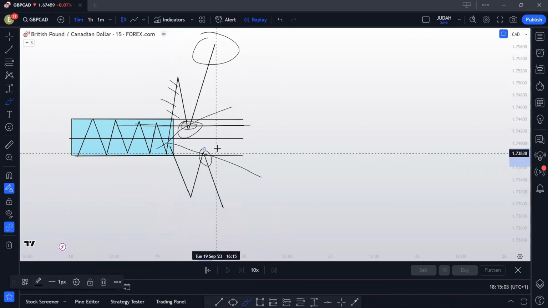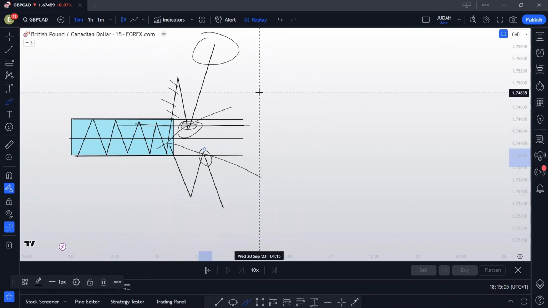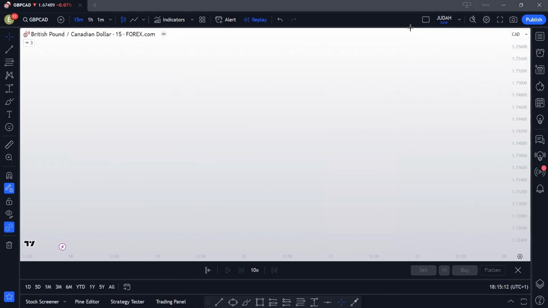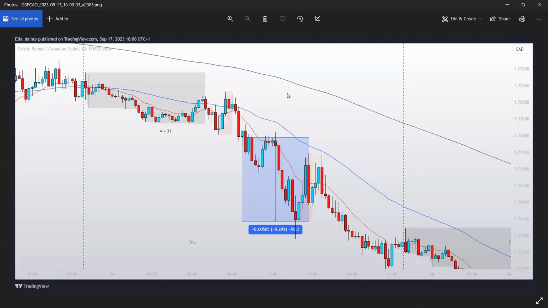All right, so I'm gonna show you a couple of examples on the chart to make this clearer to you. So let's get on those examples right now. Let me share my screen. All right, so if you can see my screen, this is an example on GBP CAD, right?